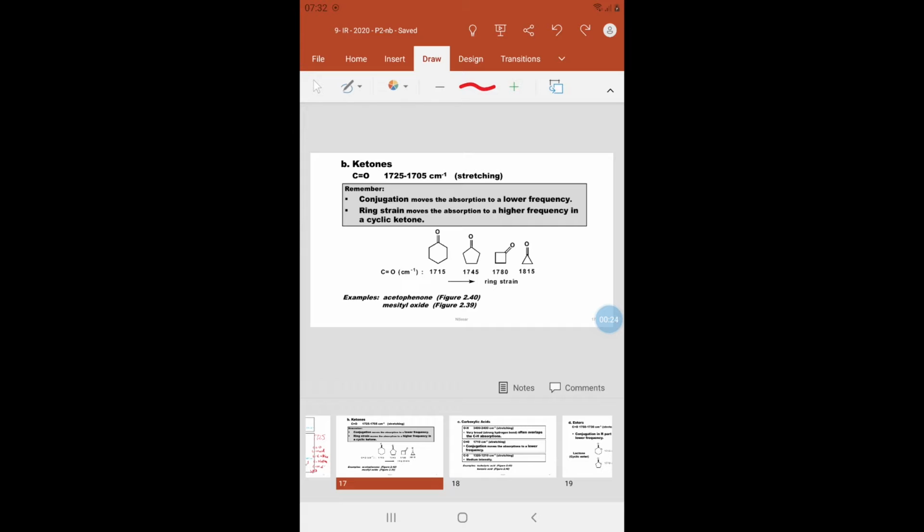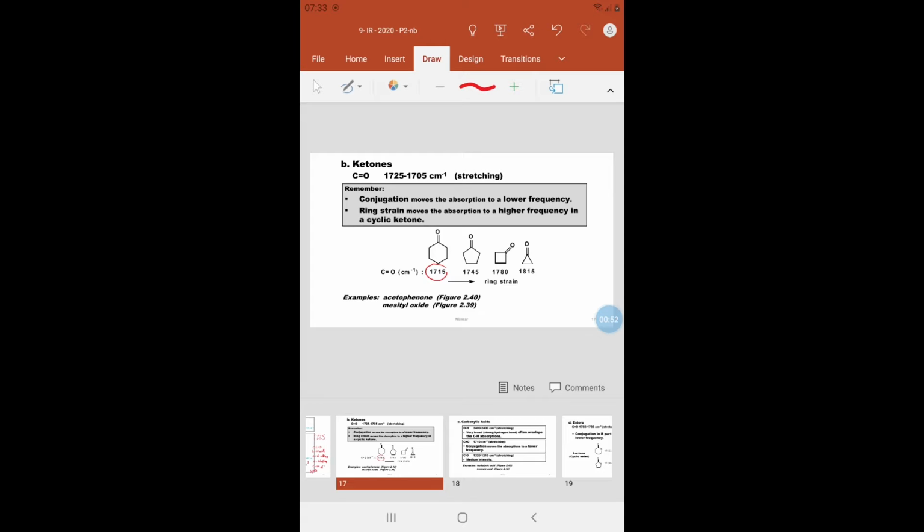And another one that you need to remember is the ring strain. When we have ring strain, it will move the absorption to a higher frequency. Ring strain means that, starting from the six-membered ring, the normal one is the six-membered ring. That's why the C double bond O for the six-membered ring is in the range, meaning exactly in the range from your correlation chart.